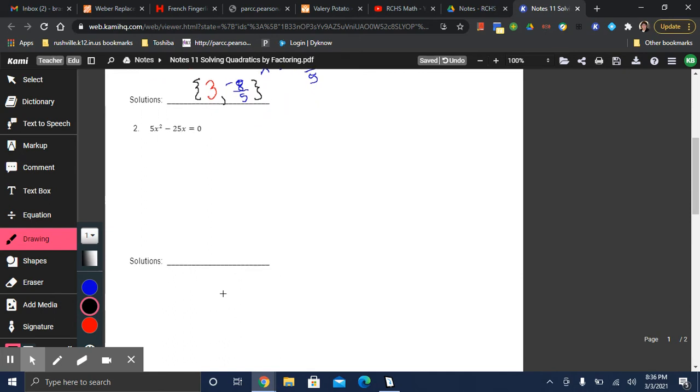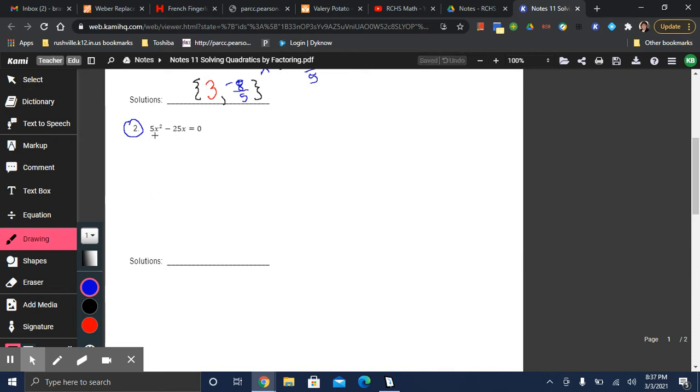Now, your second problem is a problem that has an exponent. So notice that we're still working with x squared terms, and so we will need to create the parentheses. So this problem has 5x squared minus 25x, only 2 terms in front of the equal sign.